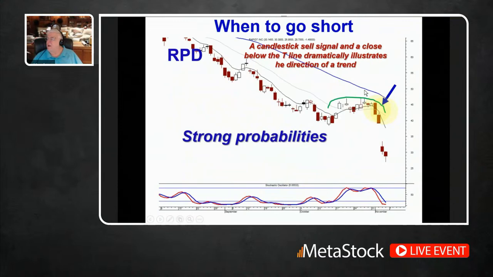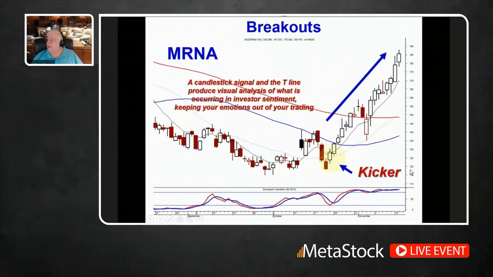So not only do the patterns tell you when to get in, they tell you when to get out and when to go short. Again, indecision, a rounding top, a close below the T-line, that's when you start shorting. We recommended Moderna not too long ago. Why? Because there was your kicker signal, which usually produces a very strong price move.